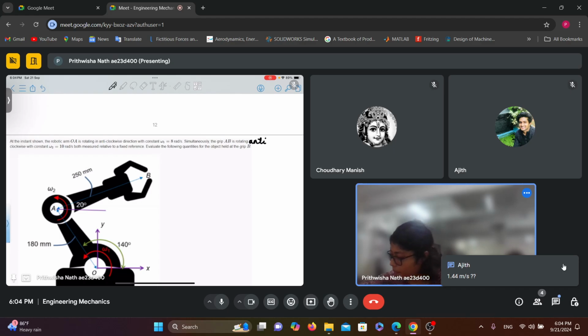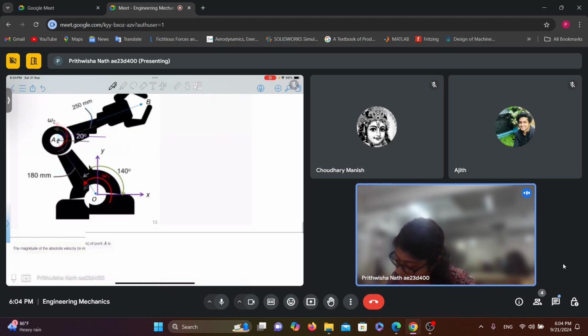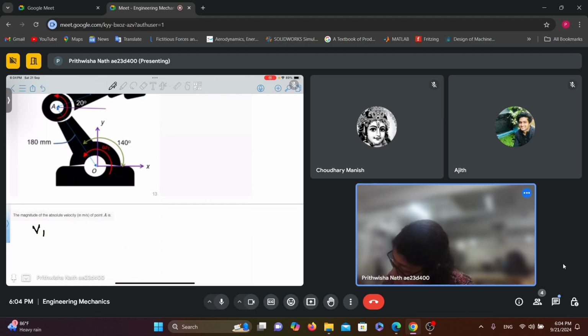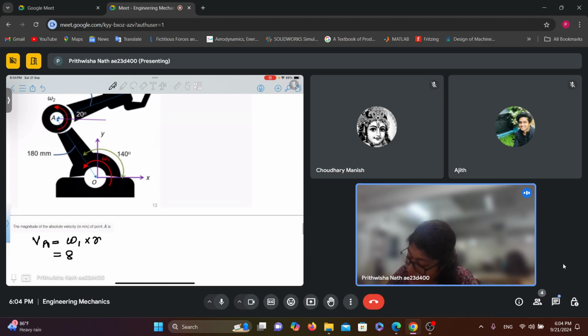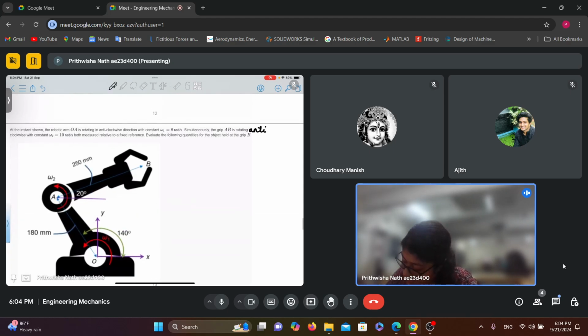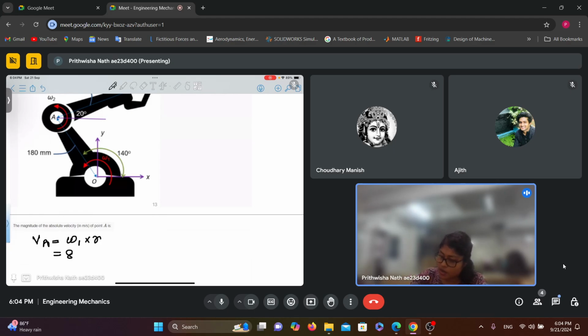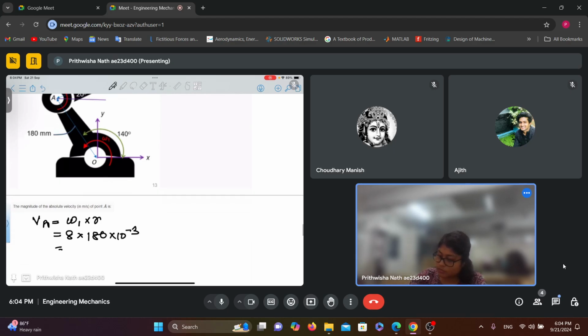Yeah, exactly. So vA equals omega 1 into r. Omega 1 is given as 8 and r is 180 millimeters. So you need to convert that into meters. So 180 into 10 to the power minus 3. So that is 1.44. So this is the answer. Now the next part.